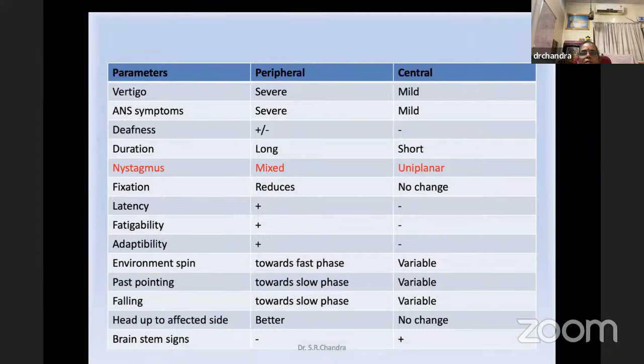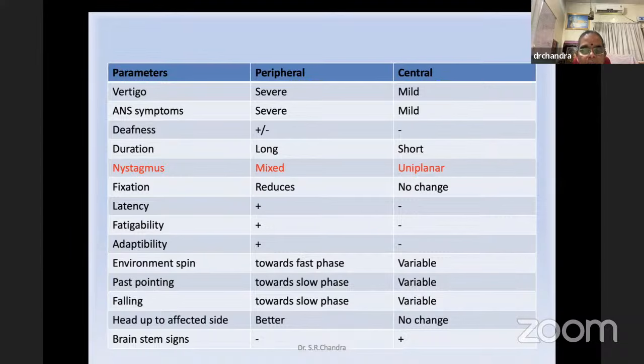Now let us see how to differentiate a peripheral vestibular dysfunction from a central vestibular dysfunction. It's a common thing at the bedside. The peripheral patient will have severe vertigo. Autonomic features like vomiting and sweating will be severe. Usually deafness is there. The duration of illness is long because of conditions like Meniere's disease. And the nystagmus, as we saw how it is produced, is horizontal rotary, and fixation reduces the nystagmus. And the nystagmus will have latency, fatigability, and adaptability.